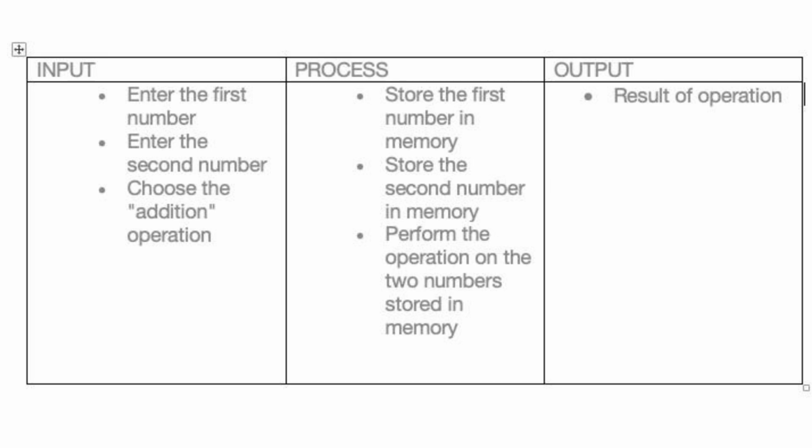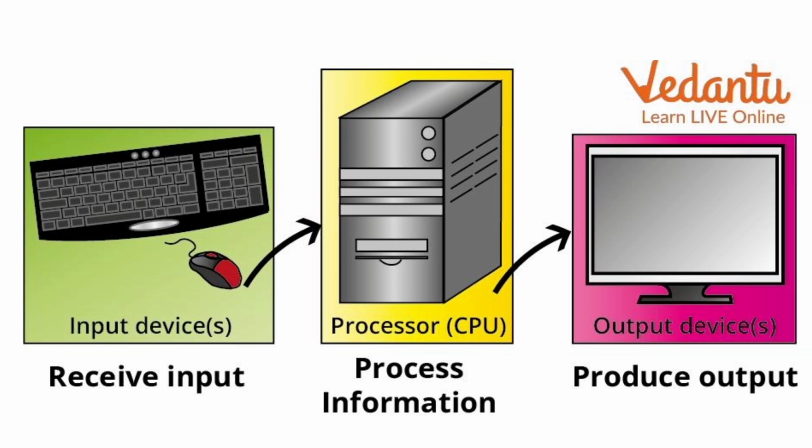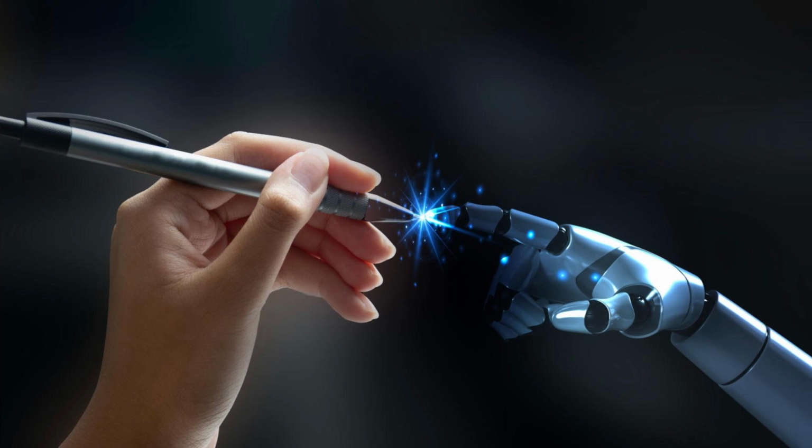Let's take a simple example. If you want a computer to add two numbers, you need to write a program that tells it: take input, add the numbers, show the result. Without programming, the computer would not know what to do.